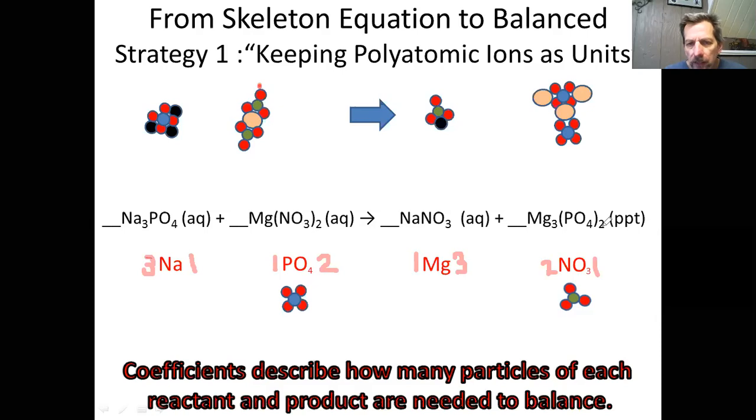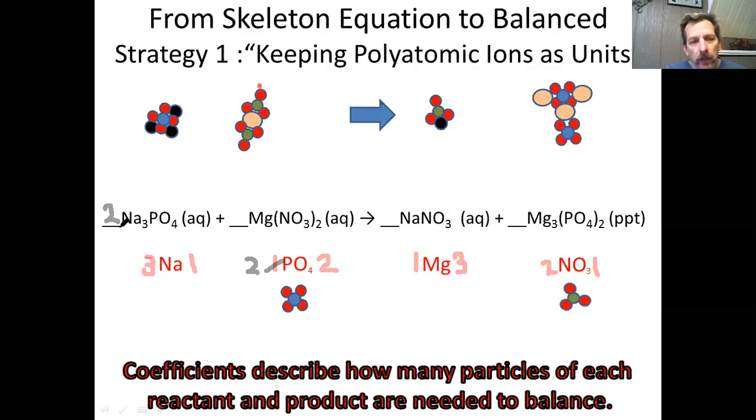So PO4 says 2 on the right side, but we know there's only 1 on the left side. So the only way we can fix that is with a coefficient. The coefficient we choose to put here, we need to double the amount of PO4 that was present, because right now there's only 1 PO4 on the reactant side. So coefficient of 2 doubles that. Now we have 2 PO4s on the left side. So this 1 is no longer a 1, it's now a 2. Now our PO4 is balanced.